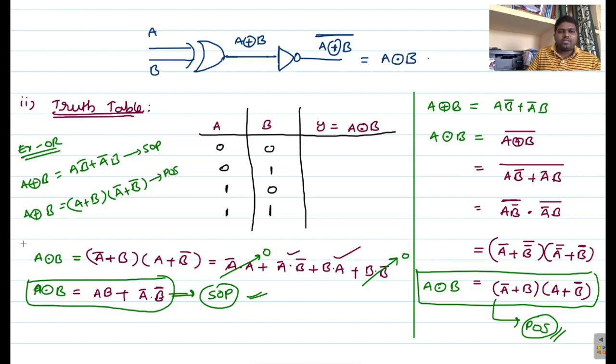When it comes to XNOR, A XNOR B equals A B plus A bar B bar, that is sum of product. And when it comes to product of sum, (A bar plus B) into (A plus B bar), right? So that is the difference. Okay, don't confuse these equations.